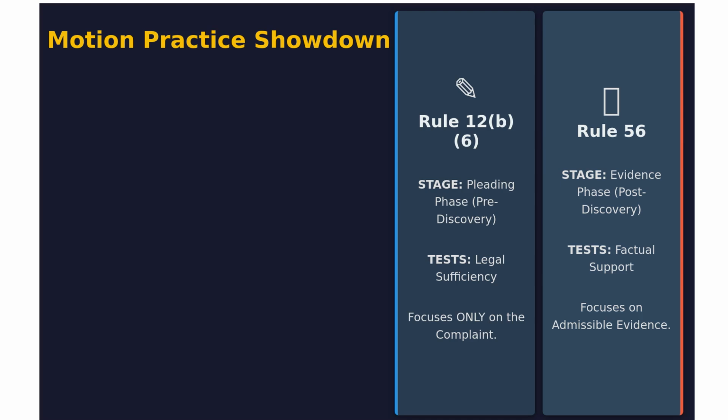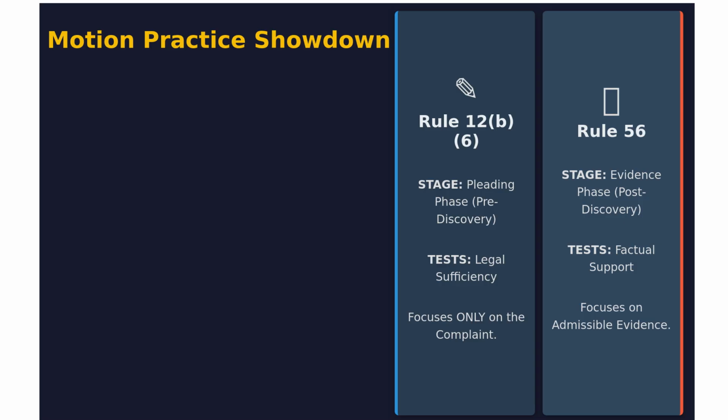We begin our deep dive into motion practice by contrasting two critical tools: the motion to dismiss under Rule 12(b)(6), and the motion for summary judgment under Rule 56. Mastering when and why to use each is essential for the civil procedure section of the Uniform Bar Examination. The core difference lies in timing and focus.